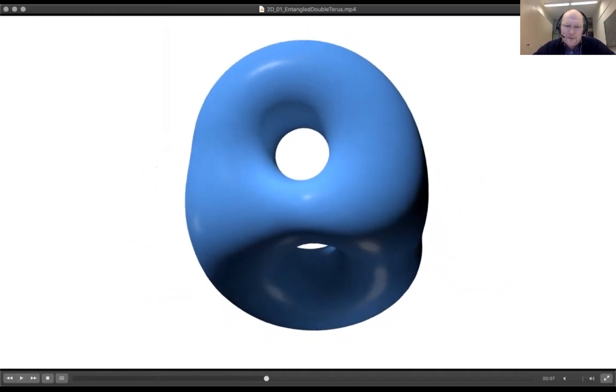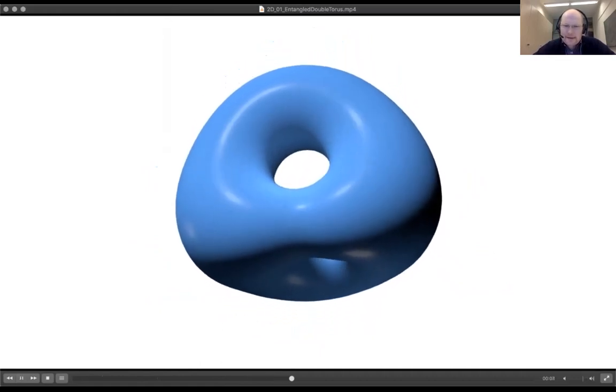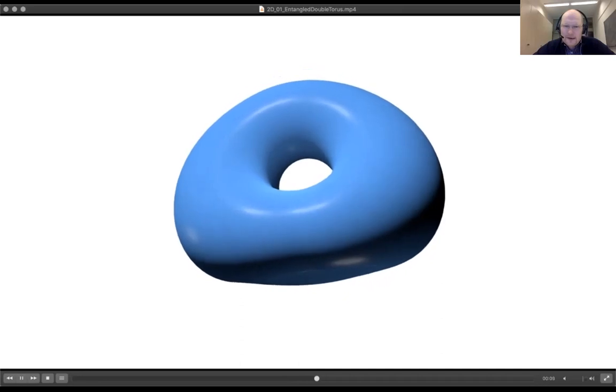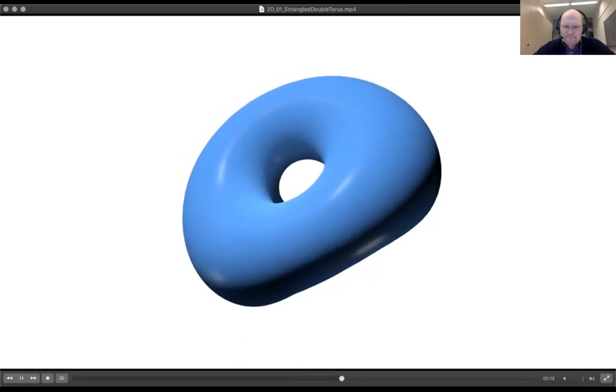And now we see, oh, well, it's sort of a double torus. But I was really surprised that the optimization didn't stop here, but went on, and we got something like this.